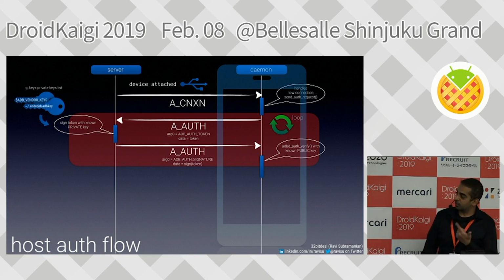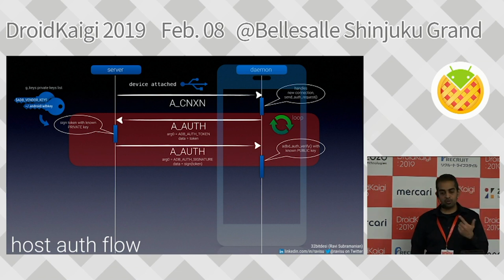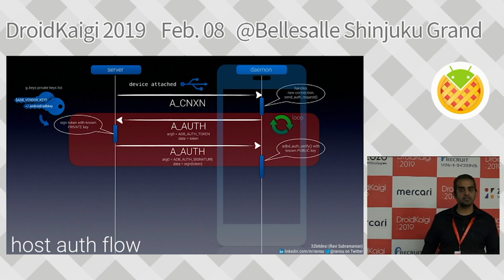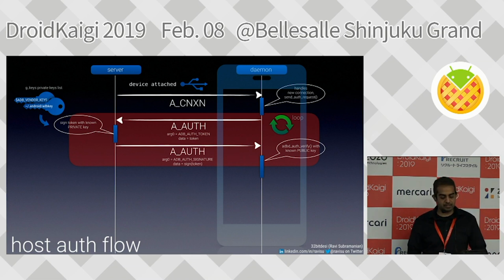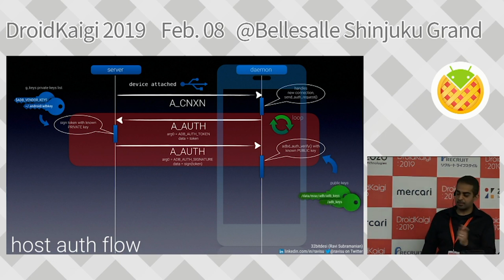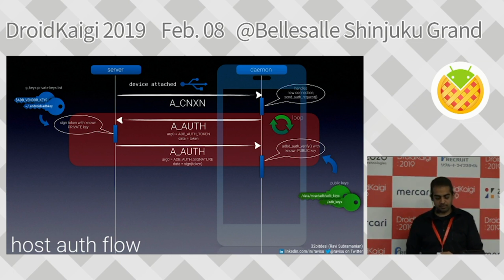Basically, on the server side, the ADB server that's running on your development machine actually looks at a few different places for private keys. It looks at .android/adbkey, and it also looks in any place specified by the environment variable ADB_VENDOR_KEYS. Then it goes through them one by one and tries to sign, as long as it hasn't succeeded yet. It keeps rolling through those private keys. Same thing on the daemon side: it looks at these two different directories for acceptable public keys to verify against.